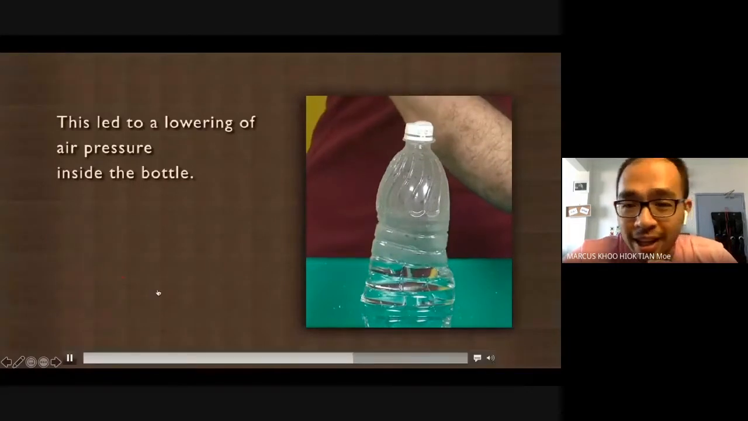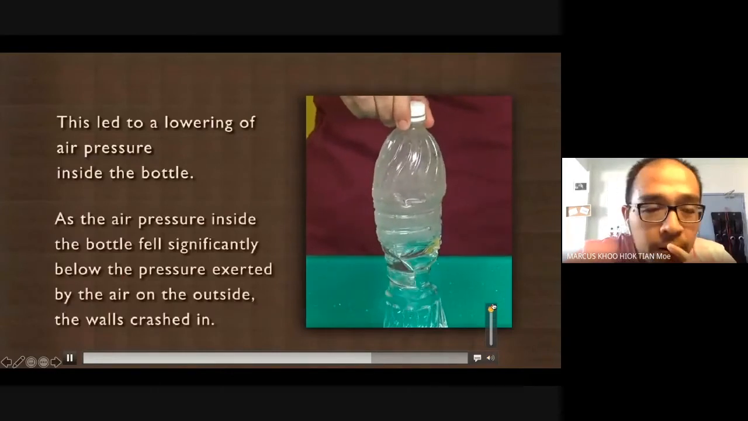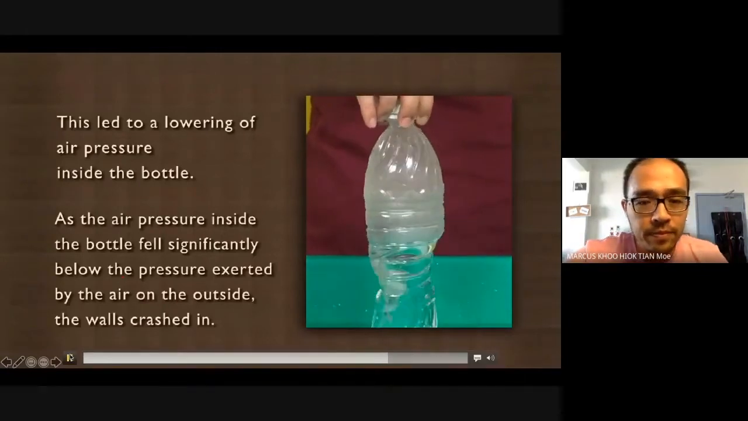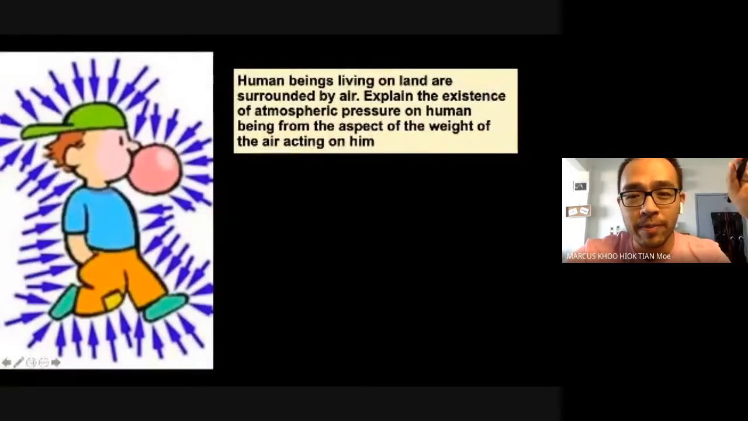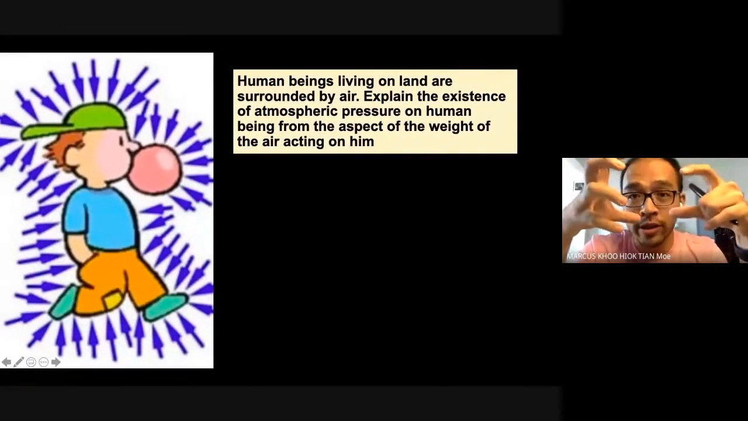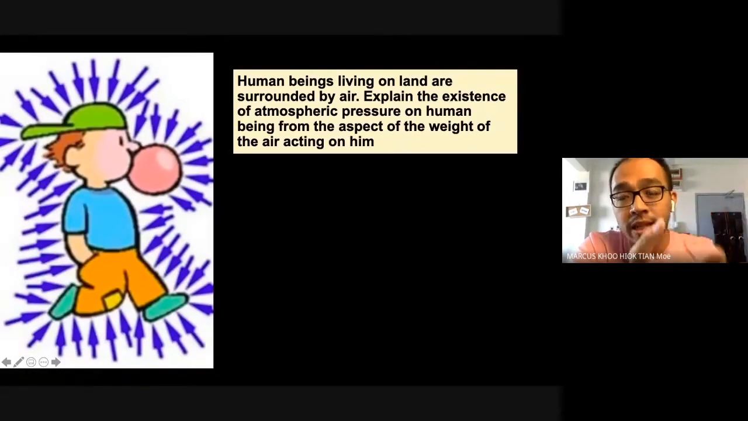Basically what happened was, when you pour the cold water onto the hot bottle, the hot gas, the steam inside the bottle, will condense and become water, and so that means there is less air inside the bottle itself.